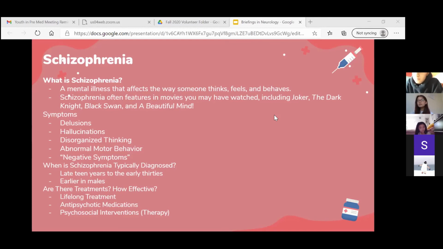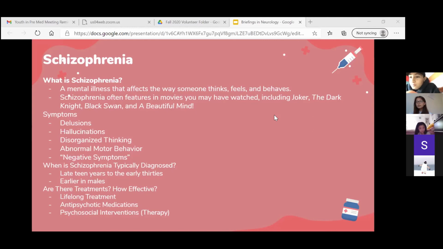Negative symptoms refer to a reduced or lack of ability to function normally, such as neglecting personal hygiene or seeming to lack emotion. Schizophrenia is typically diagnosed in late teens to early 30s and emerges earlier in those of the male gender. After hearing about schizophrenia, you may be wondering if there are any treatments. Well, there are.